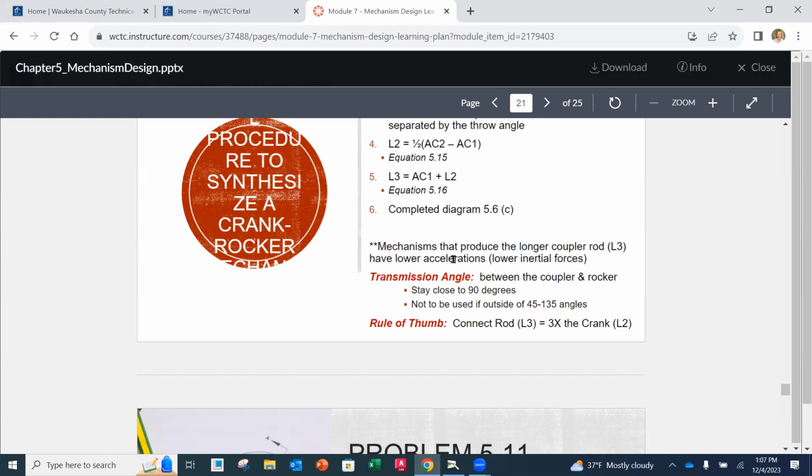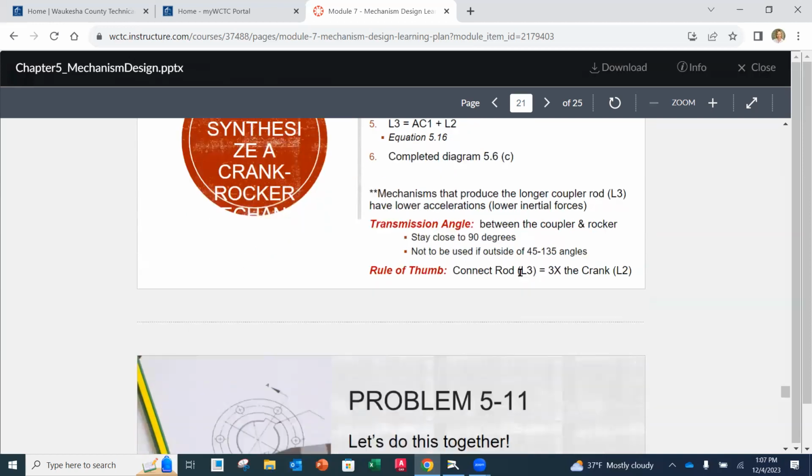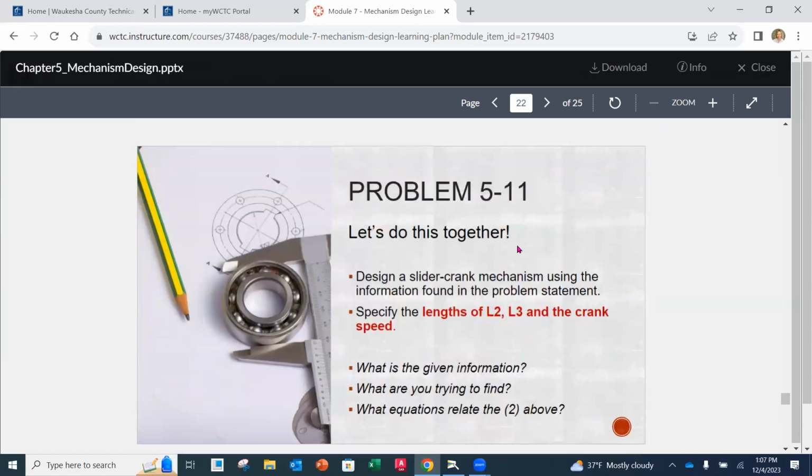So you want to minimize that as much as possible while still meeting that it's 3 times whatever your crank is going to be. And then we'll talk about transmission angle as well. We want this to be anywhere from 45 to 135 degrees and staying as close to 90 as possible. But again, this will make a little bit more sense when we do some problems.